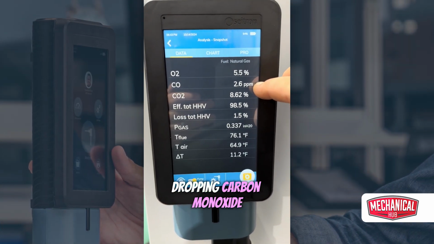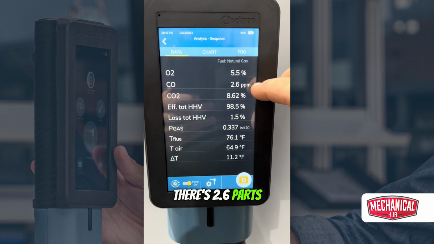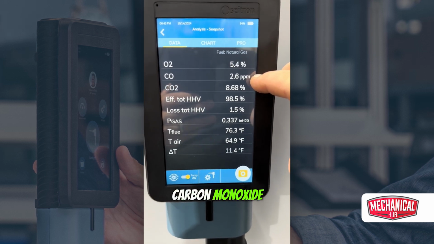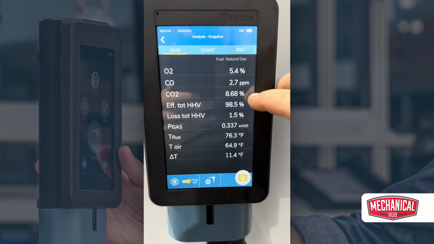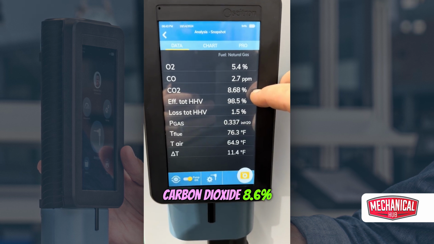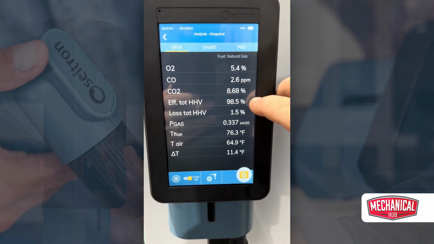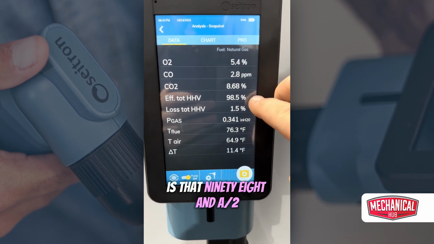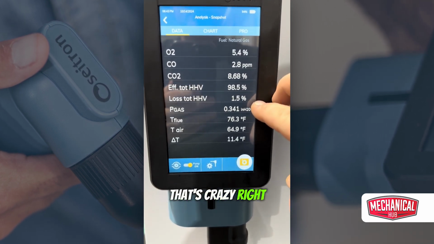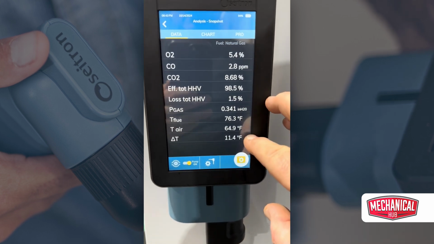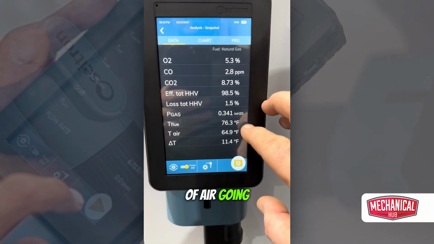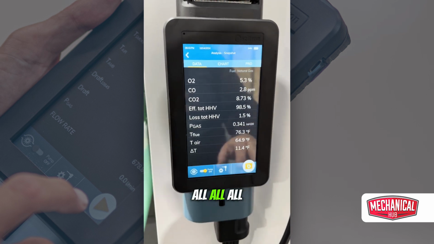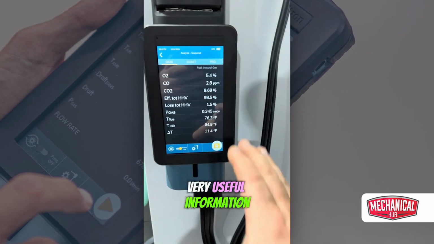Carbon monoxide, okay? There's 2.6 parts per million of carbon monoxide in the flue gas stream right now. Carbon dioxide, 8.6%. Efficiency, utilizing some math and equations, it's at 98.5%. That's crazy, right? And there's some other things like difference in temperature of air going in, going out, things like that. All very useful information.